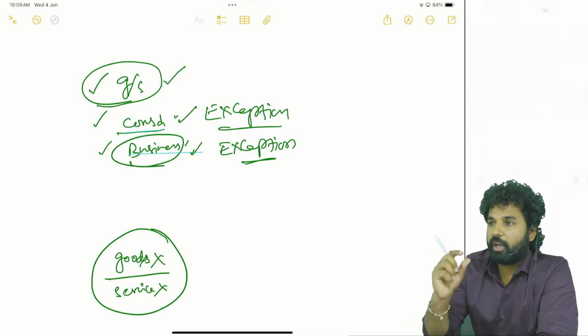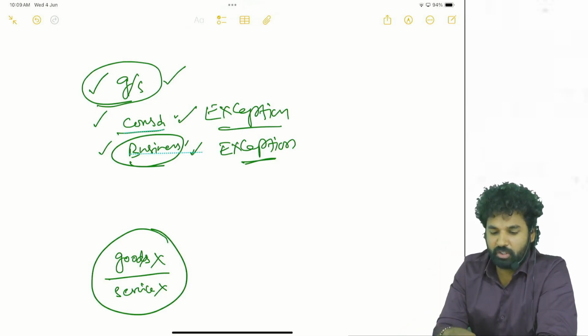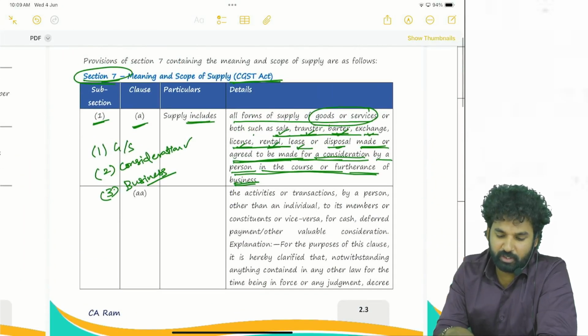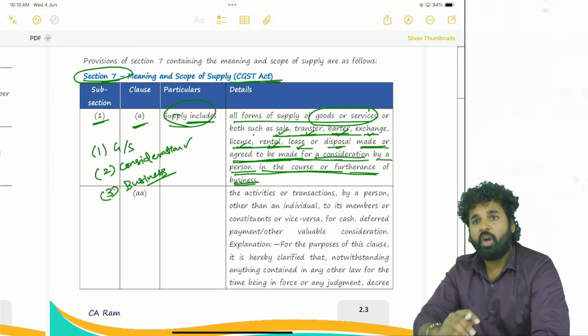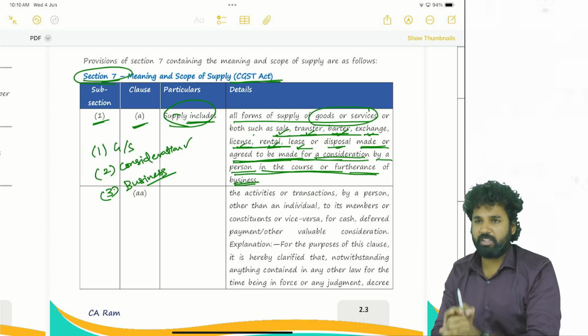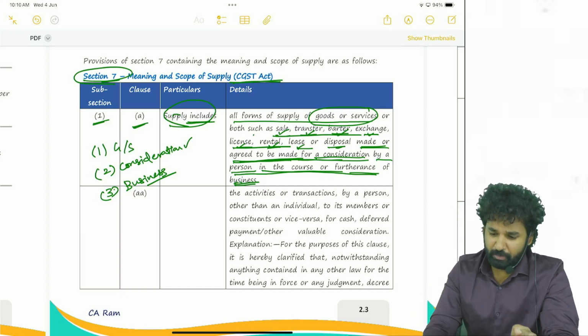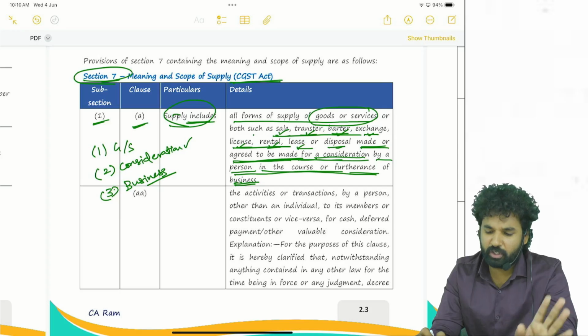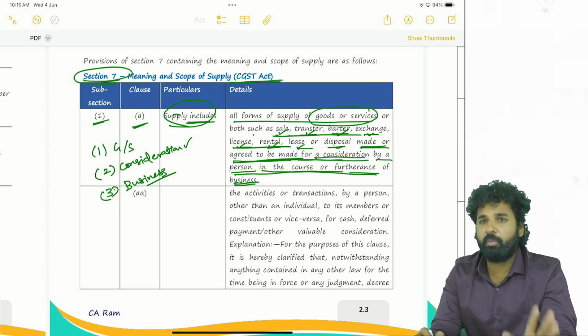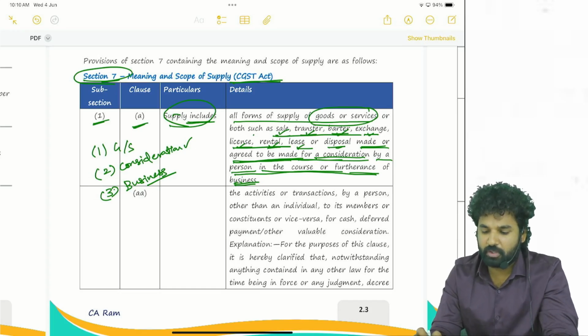Okay, so we need to elaborate everything under the definition of supply. We'll see this definition, section 7 subsection 1 clause A, where it talks about supply. Supply includes all forms of supply. It may be sale, transfer, barter, exchange, license, rental, lease or disposal, made or agreed to be made in the course or furtherance of business. This is what is there in section 7 subsection 1 clause A.